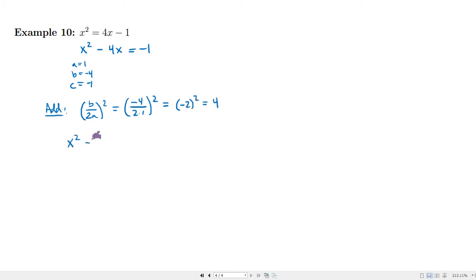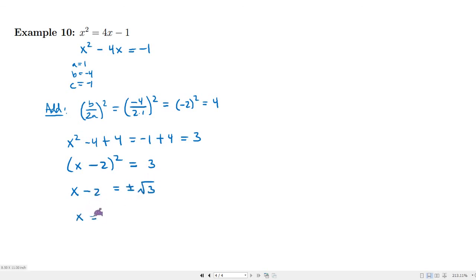So we have x squared minus 4x plus 4 equals negative 1 plus 4, which is positive 3. And this factors as x minus 2 squared, which is right here. And you can FOIL it out to check, but this is equal to 3. So taking square roots, we have x minus 2 equals plus or minus the square root of 3. So then adding that over, we have x as 2 plus or minus root 3. And those are our two solutions.